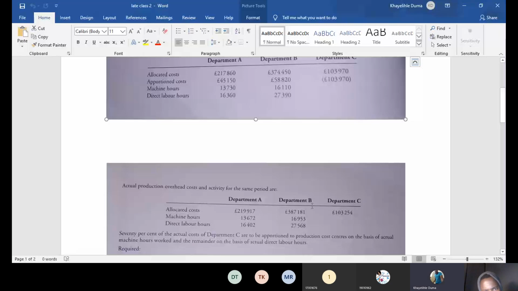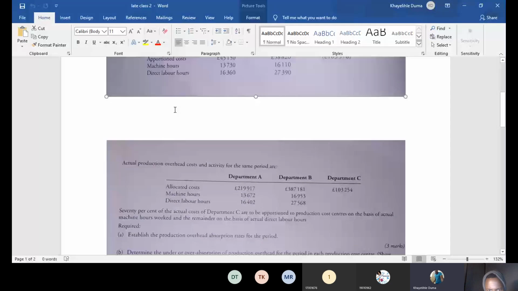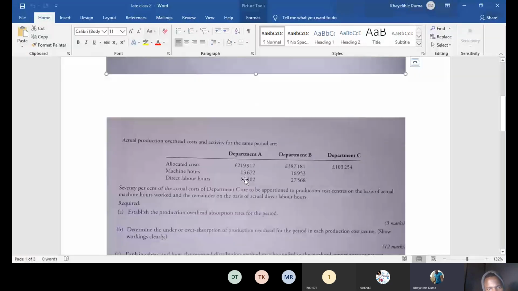Actual machine hours. Now there's a problem with the solution because they said that we have to calculate here on the actual machine hours and the remainder on the basis of the direct labor hours. So actual machine hours, they were 16,000, they were 13,000. Okay, wait. There was 13,672. And then in this case, where are they, 13,730.